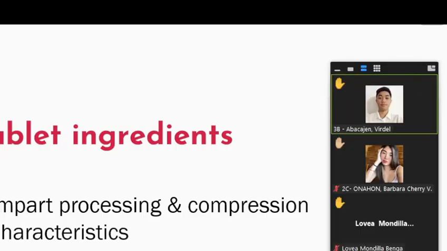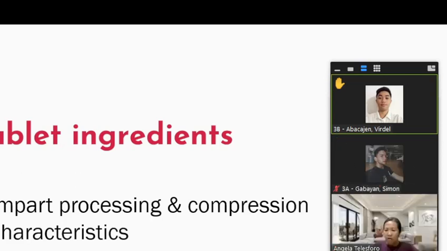Importante siya para ma-reduce yung kanyang friction. Hindi masyadong dumikit. Saan ang friction? Friction saan? Asa dapit nga, where is the friction that we have to reduce? Or kailangan lagyan ng lubricant? Yung friction ng mga ingredient, ng mga particles. Against?